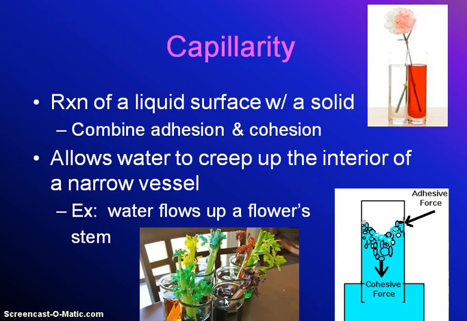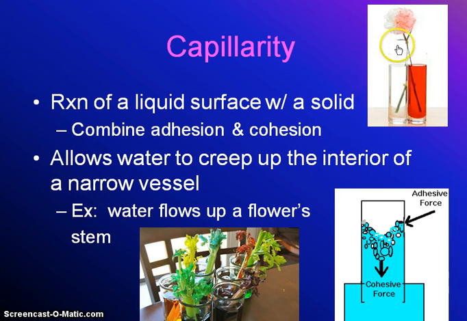Now, when you combine the two of those together, you get capillarity. The definition is the reaction of a liquid surface with a solid. So it's the combination of both adhesion and cohesion, and that allows water to creep up the interior of a narrow vessel. So for instance, like water flowing up a flower's stem. They're able to combine those adhesive forces and cohesive forces to let water force itself up against gravity and move up through the plant's roots and stem out to the leaves.